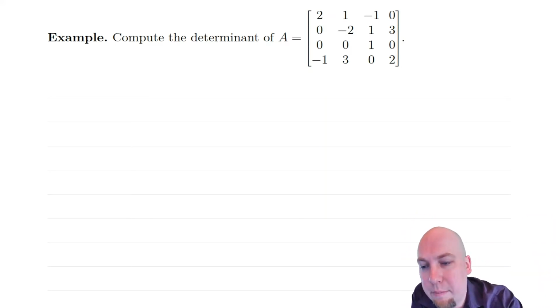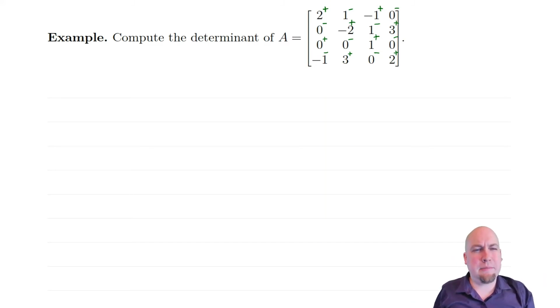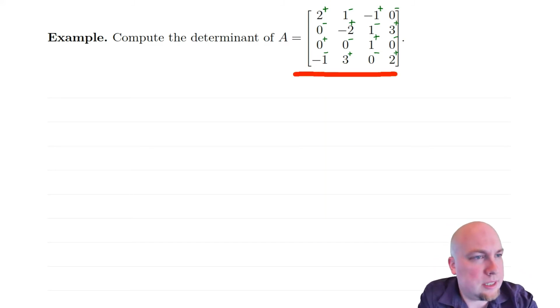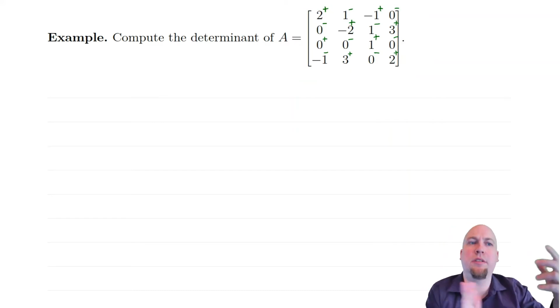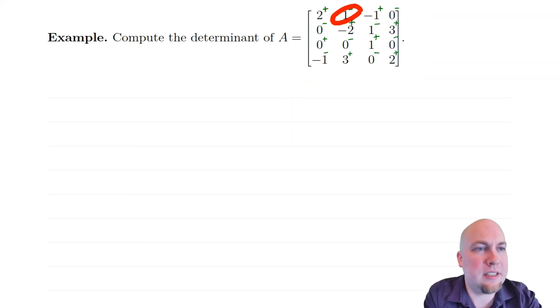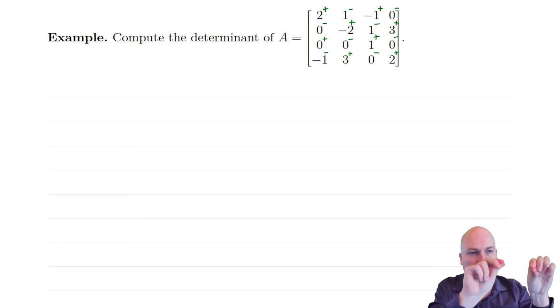The first thing I'm always going to do when I do a cofactor expansion is make a little checkerboard on the matrix up here of plus and minus signs. I'm thinking of this top left entry as associated with a plus sign. The next entry is associated with a minus sign, then a plus sign, then a minus sign. It just continues in a checkerboard fashion, alternating whenever you change a row or column by 1.